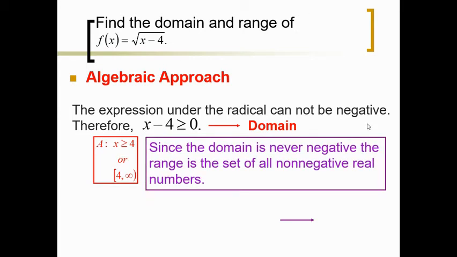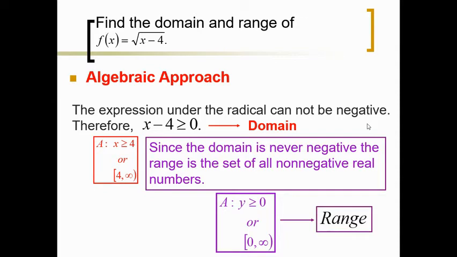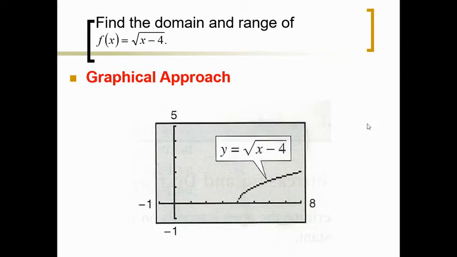Since the domain is never negative, the range is also going to never be negative as well. And we can express that as y greater than or equal to 0 or bracket 0 to infinity, and that would be your range. Let's take a look at what the graph looks like, and there it is. So notice that the graph starts at 4, 0, and then just goes on to infinity.